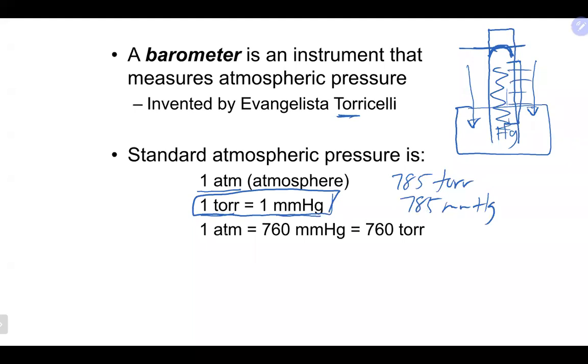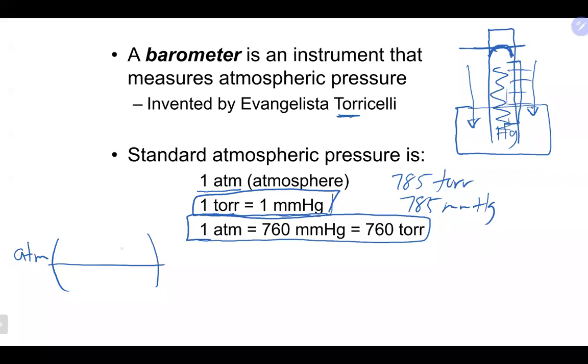The important relationship here is 1 atmosphere is 760 millimeters of mercury, and that equals 760 torr. That means 760 is your important number to do some conversions. If you have atmospheres and want either millimeters of mercury or torr, you're going to multiply by the 760.